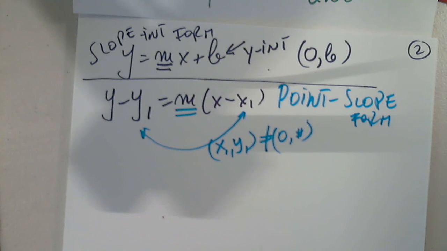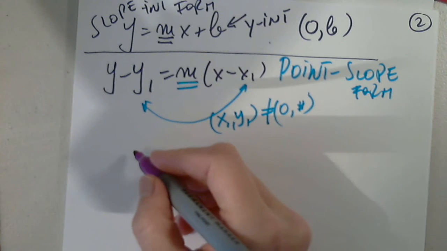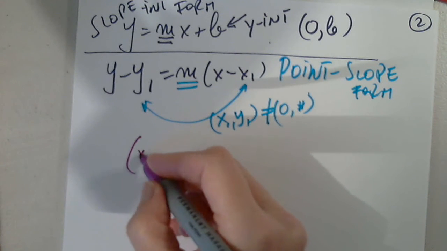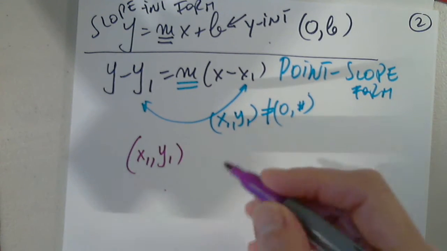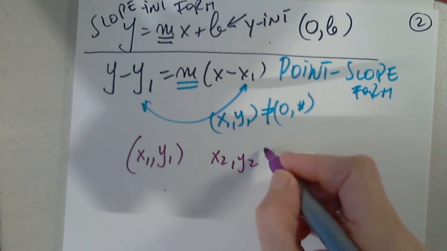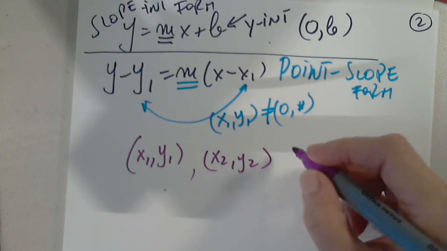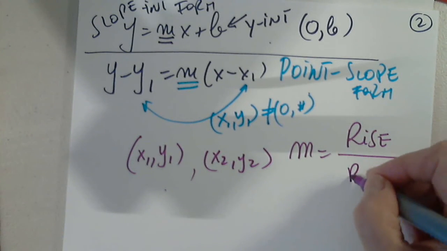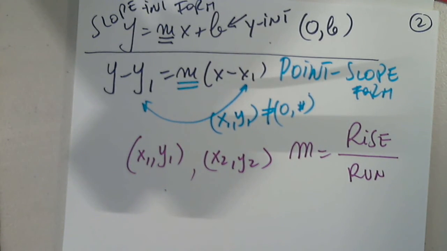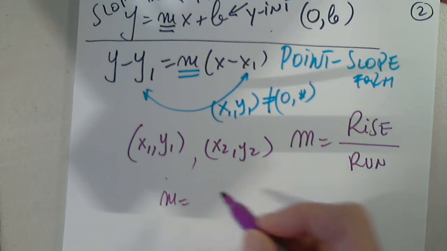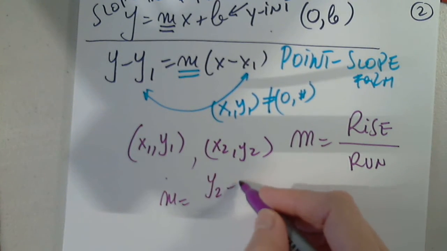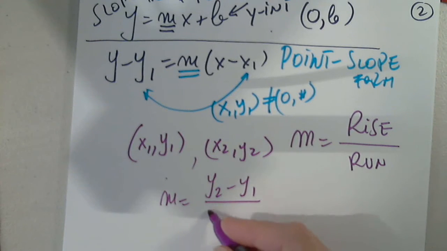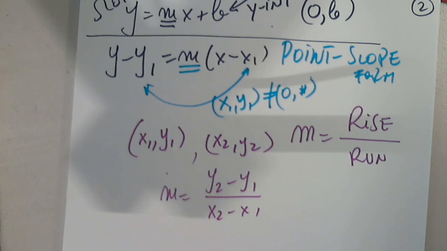One last thing before we look at problems. If we are given 2 points, let's say x1, y1, and x2, y2, 2 points, then the slope is rise over run, which means y2 minus y1 over x2 minus x1. So that's how we determine the slope of a line passing through 2 points.